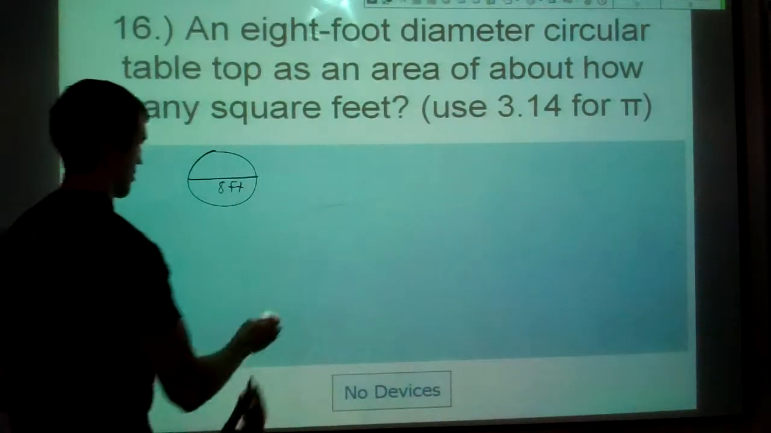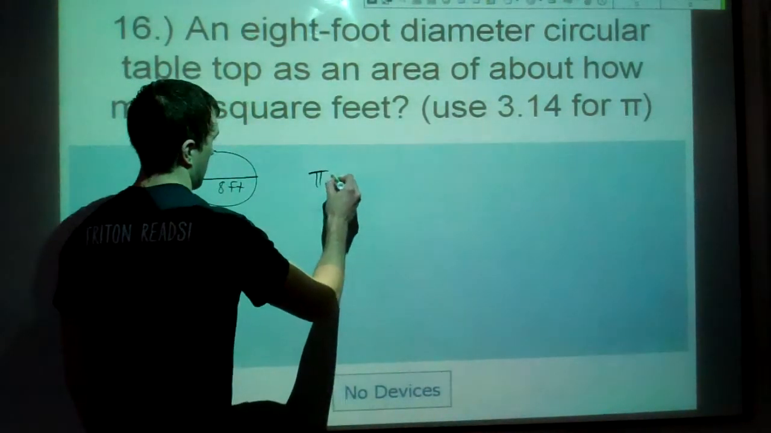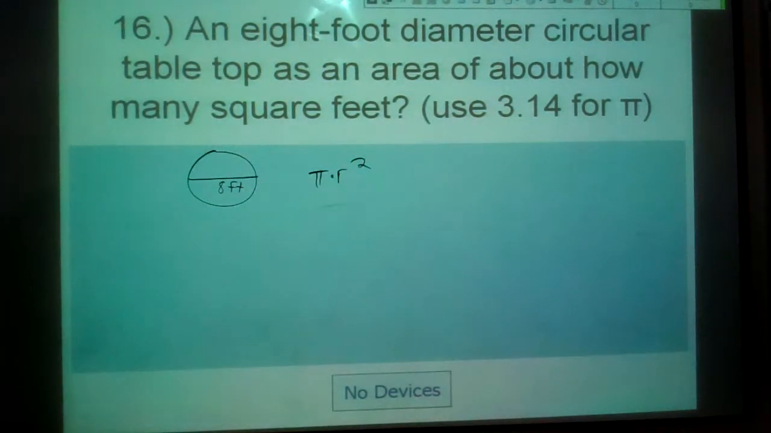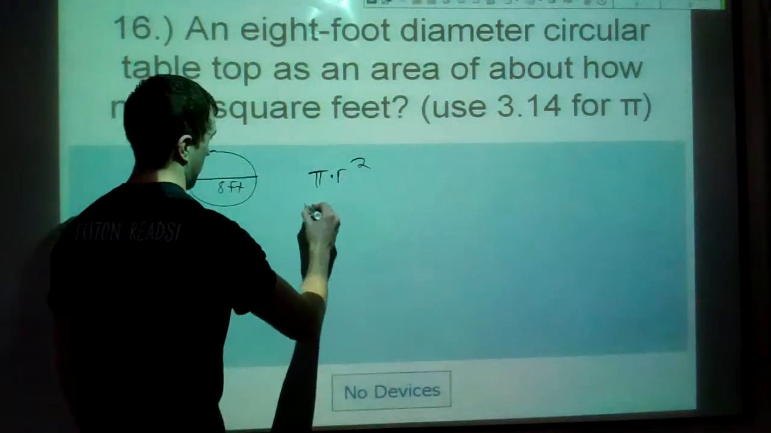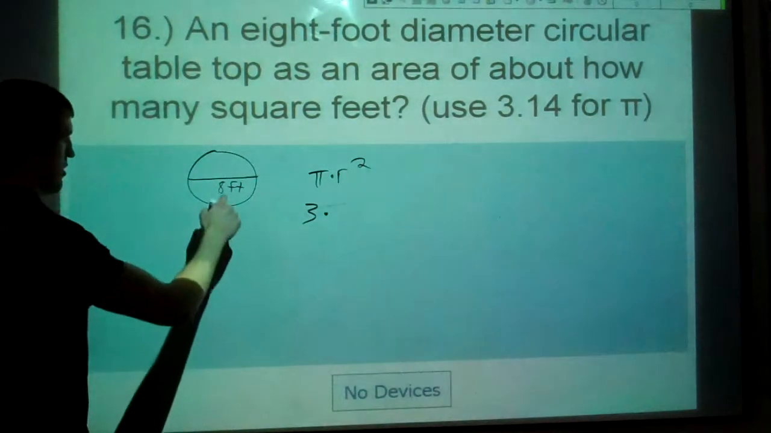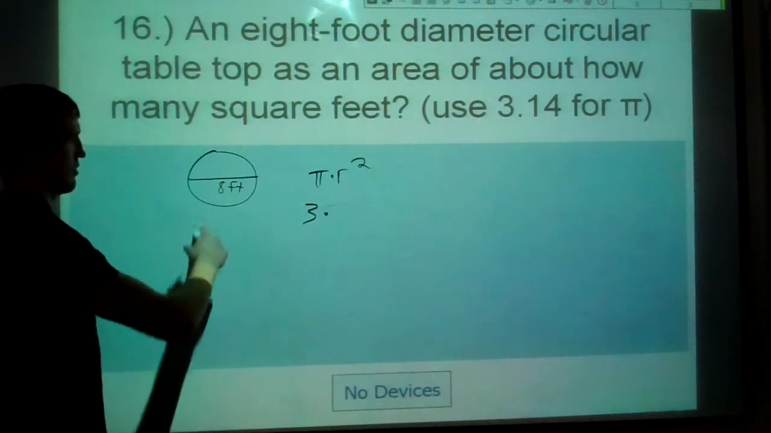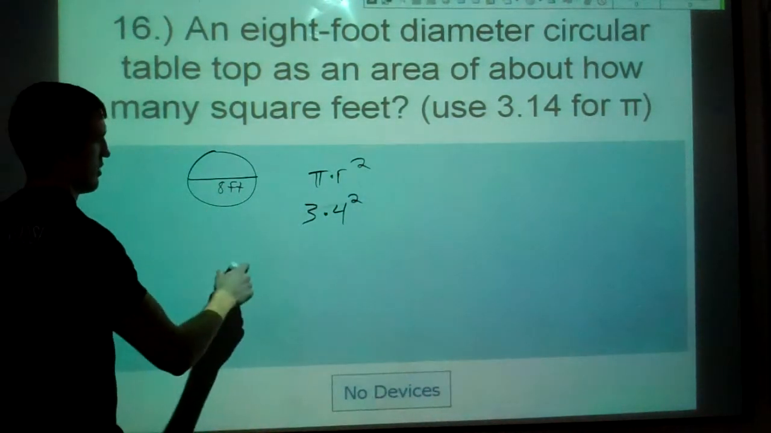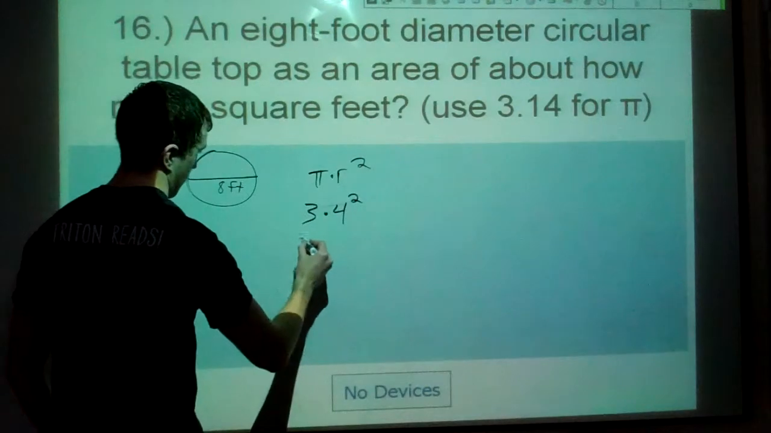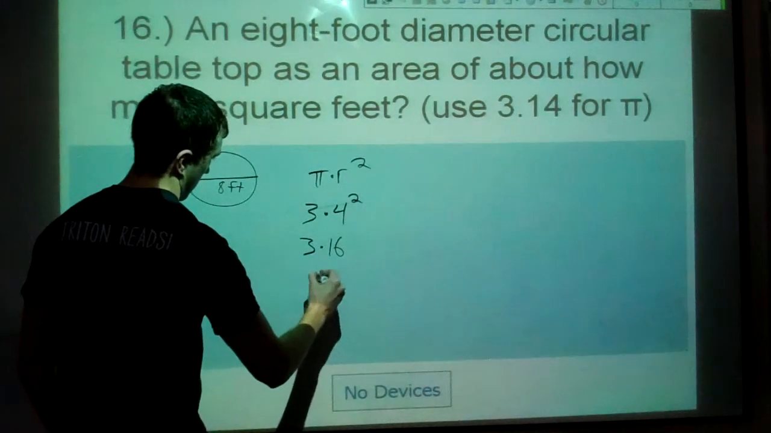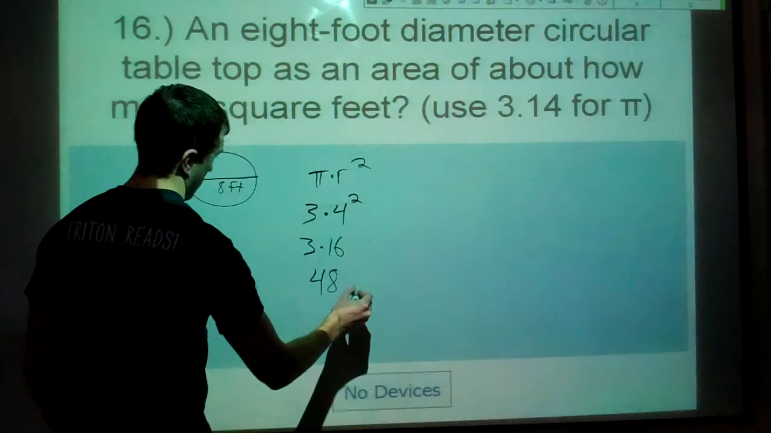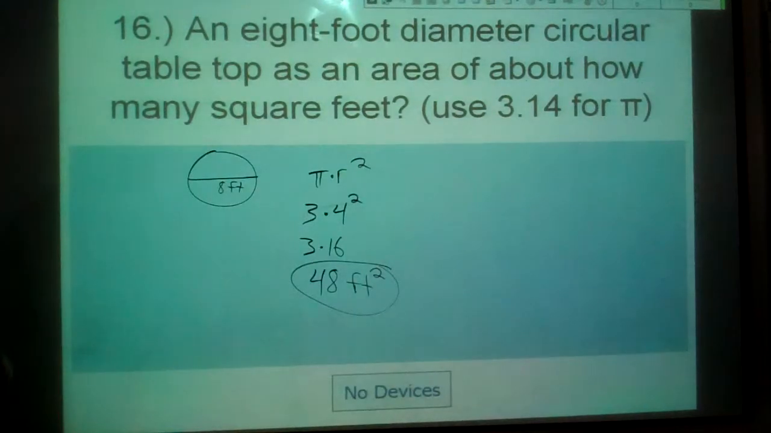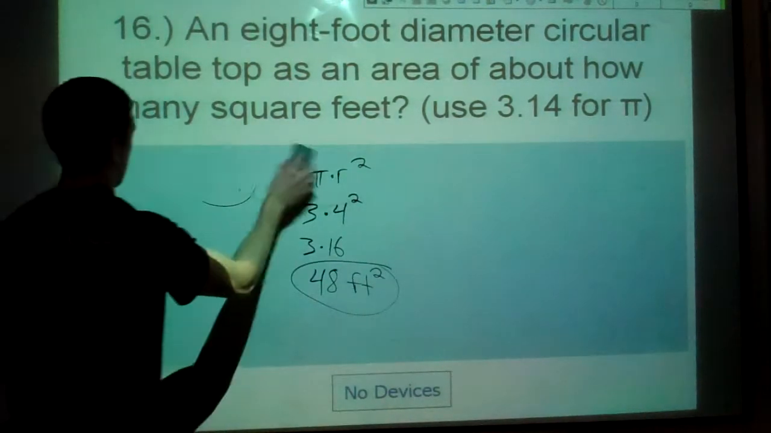But area of a circle is pi times radius squared, and it says again has an area of about how many feet? So I'm going to use 3 again for pi. Now if our diameter is 8, that means our radius is half that. So 4 is half of 8. So 3 times 4 to the second, or 3 times 16, and we should get 48 feet squared for that one.